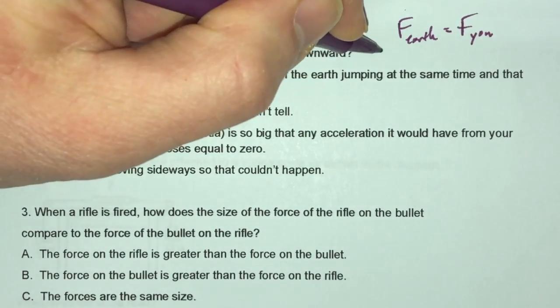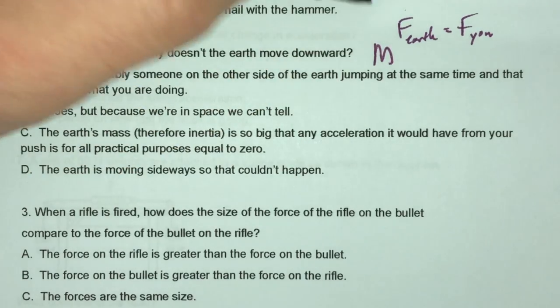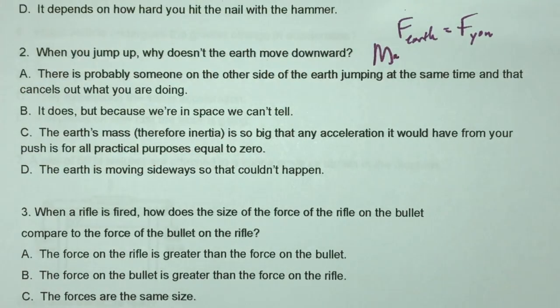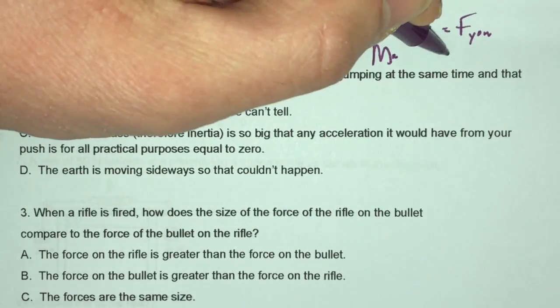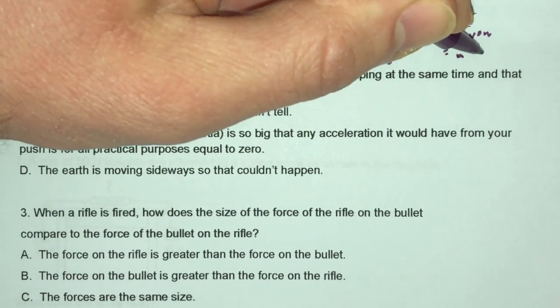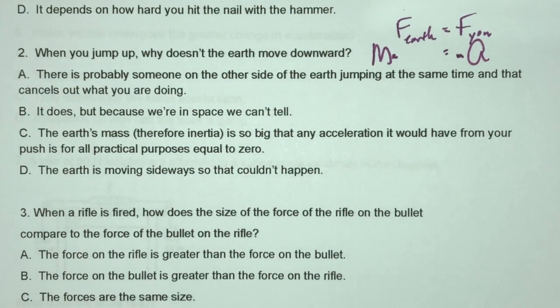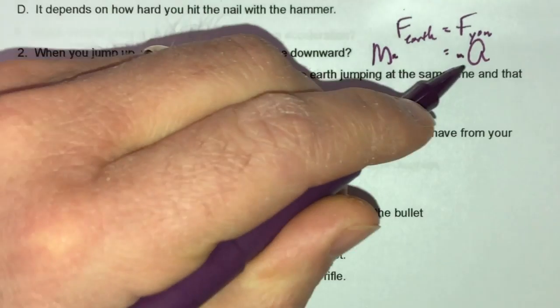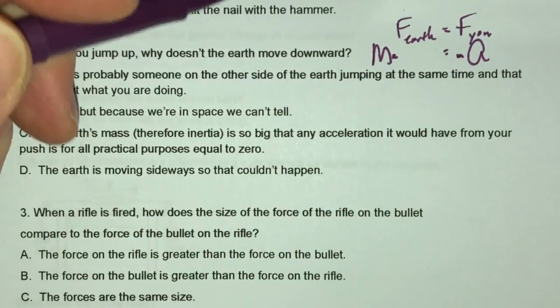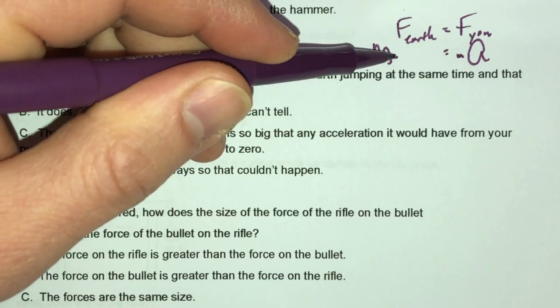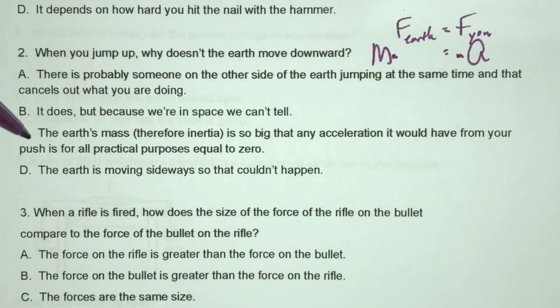However, the earth has a giant mass with a minuscule acceleration, F equals ma. You have a minuscule mass compared to a much larger acceleration. The product of m times a has to equal m times a, but the numbers don't have to be the same. So because of Earth's large mass, the acceleration is very small. And that is C. The Earth's mass, therefore its inertia, is so big that any acceleration it would have from your push is for all practical purposes equal to 0.